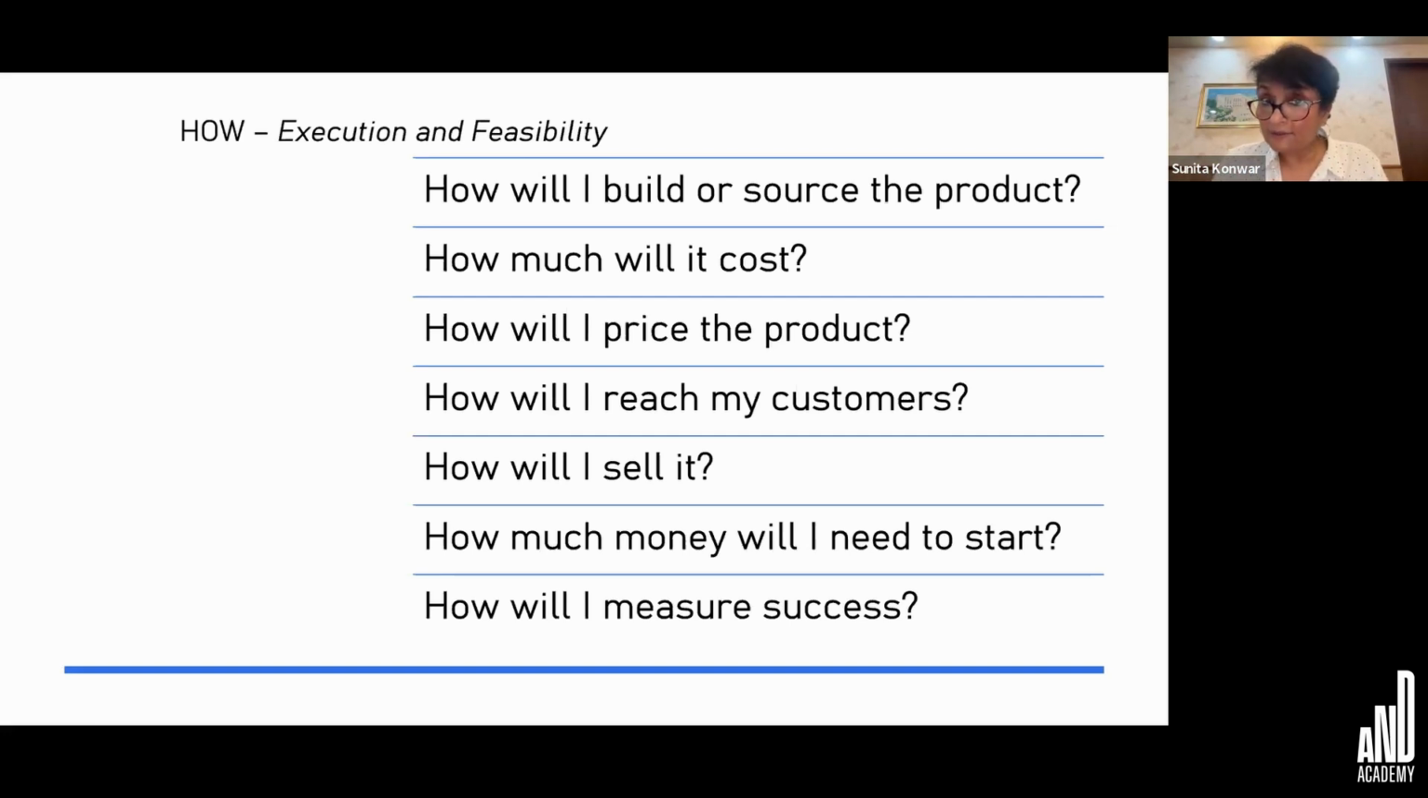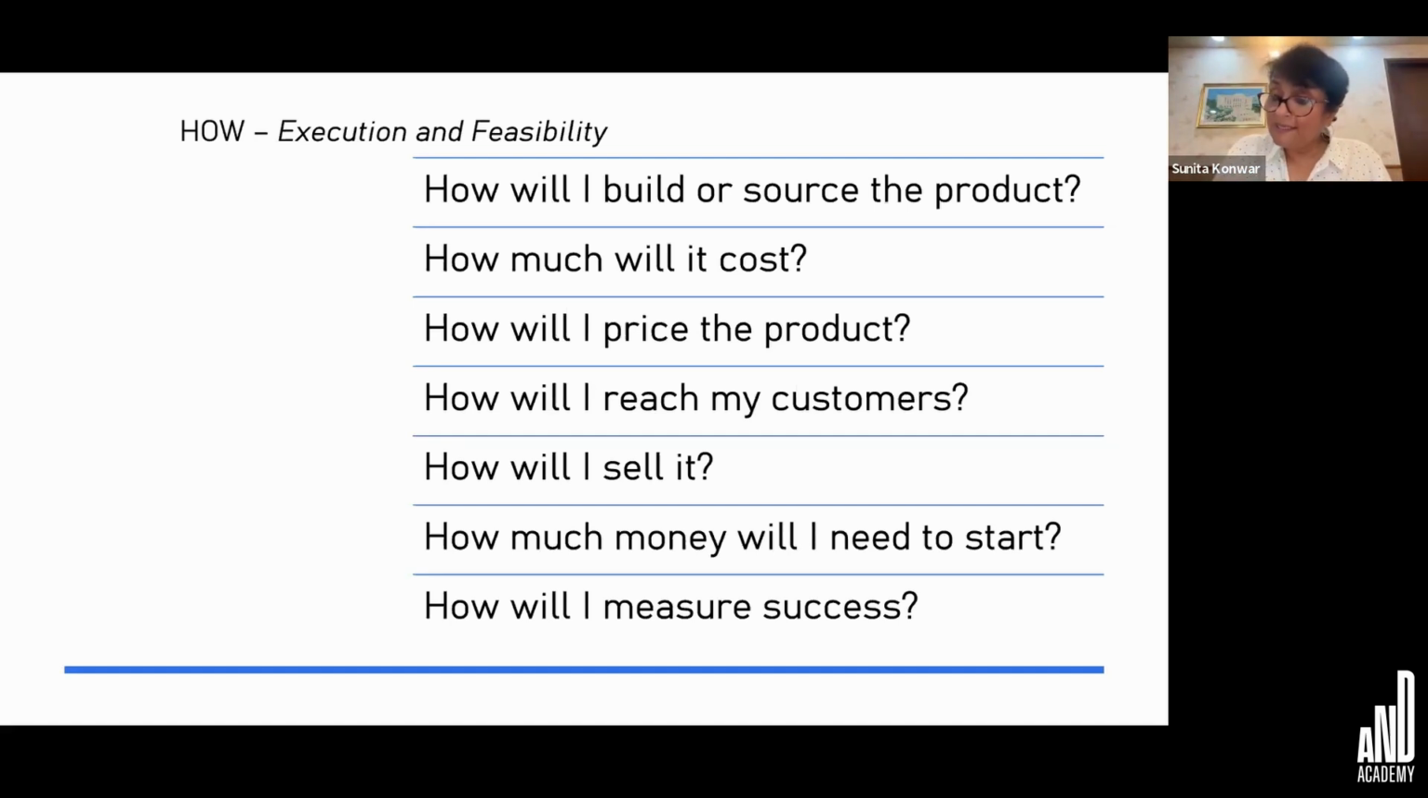Will I sell it, as I said earlier, through e-commerce? Am I going to sell it in brick and mortar stores? Am I going to sell it through exhibitions? Am I going to sell it through partnership? I don't have my own store, but I keep my products in some other brand store. So what is going to be the model in which I'm going to sell?